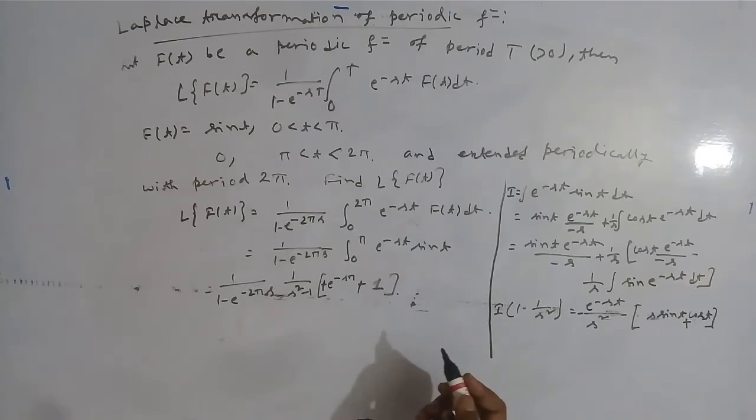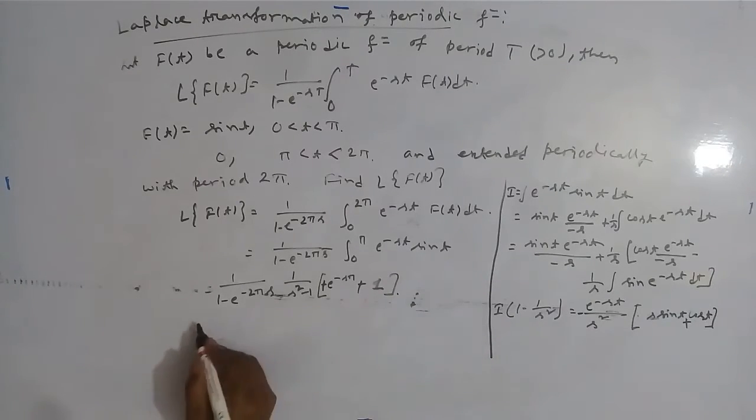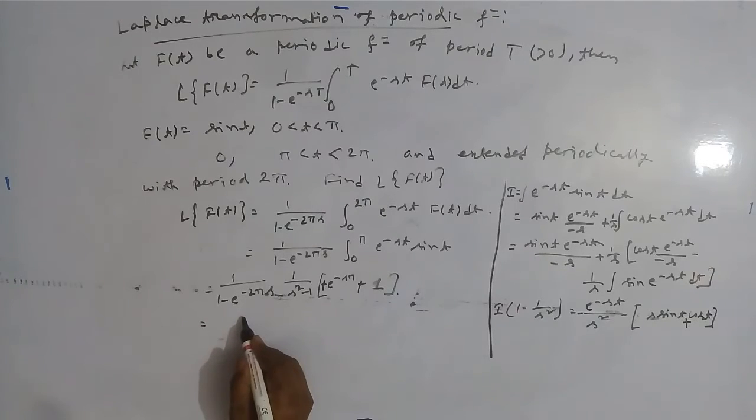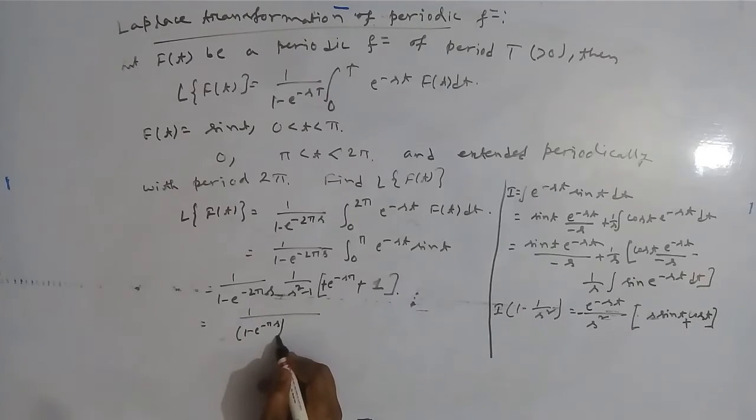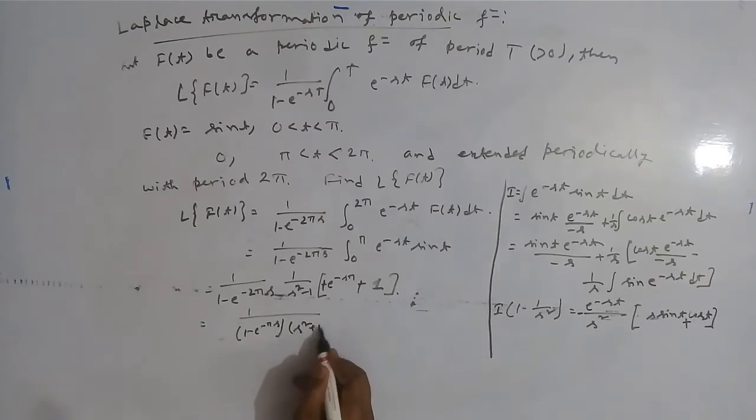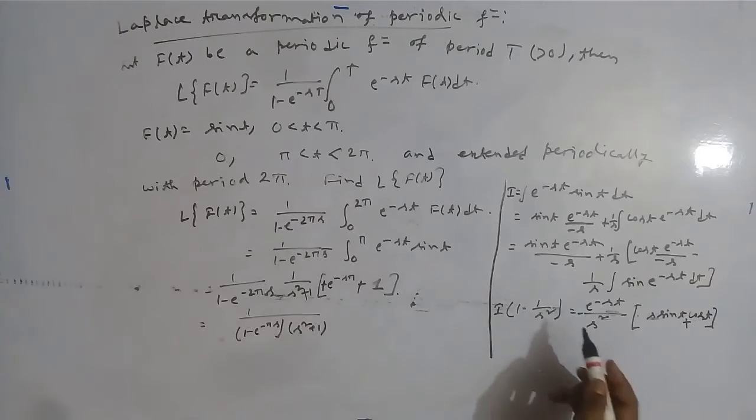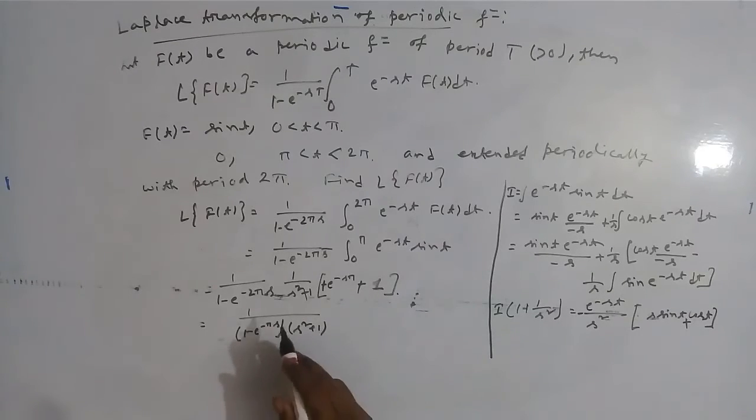So our required result is 1 by 1 minus e to the power minus pi s, into e to the power minus pi s into s square plus 1. So it will be plus 1 because it was minus, so it will be plus 1. So this is our required Laplace transform.